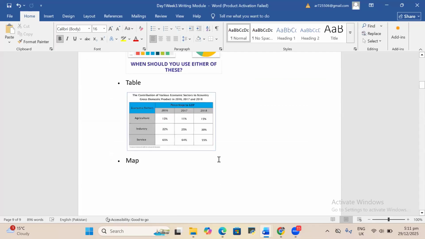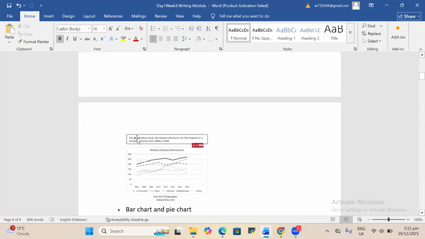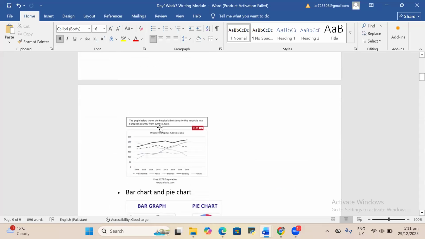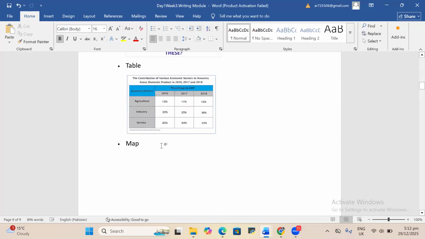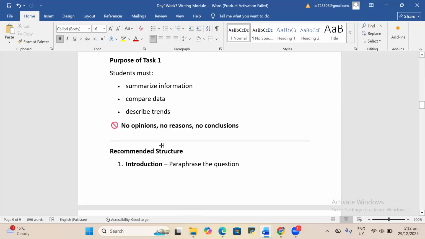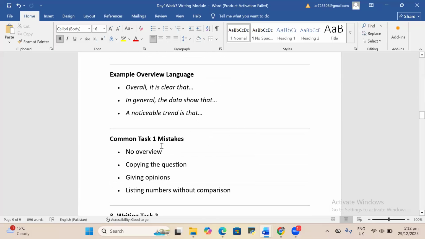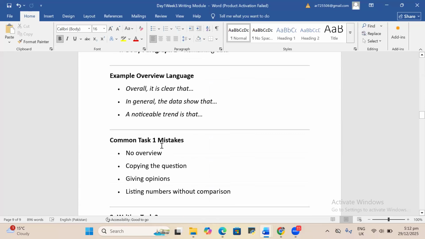For example, if a student writes the same title of the line graph in the introduction, that may be considered wrong marking. And the second thing is no explaining and no describing of the overview. And the third thing is that they start giving their own opinion in the line graph. So these are the points that can decrease the overall band score, and also listing numbers without comparison.